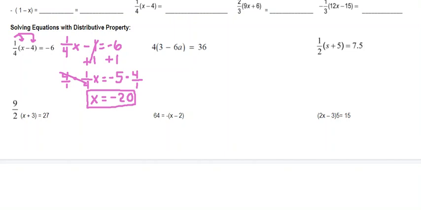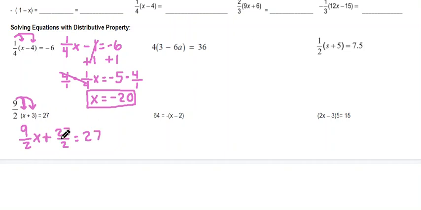All right, on my next example here, I have 9/2. I don't know why it's so much bigger than the parentheses, but it is. But I'm going to take that 9/2 and I'm going to distribute it to everything on the inside. So 9 halves times x would give me 9/2 x. 9 halves times 3 would give me 9 times 3 is 27/2. All right, and that equals 27.